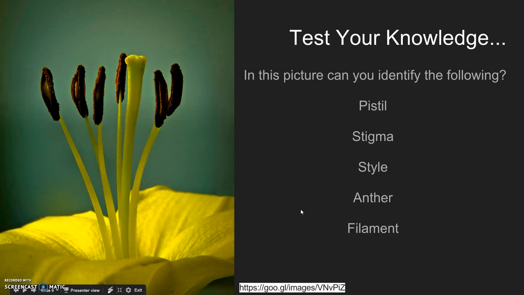All right, let's see how you're doing. I'm going to kind of mix in the female and the male reproductive parts. So in your mind, just kind of draw a line from the words to the different structures and see if you can label the different structures in this flower.